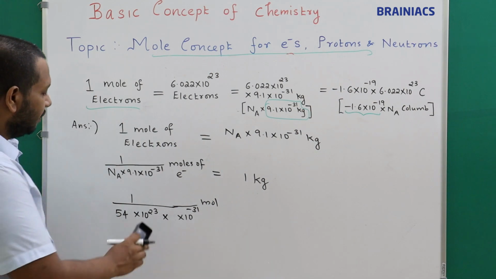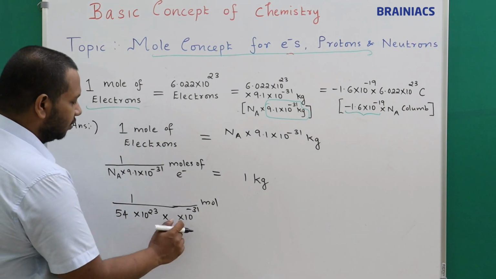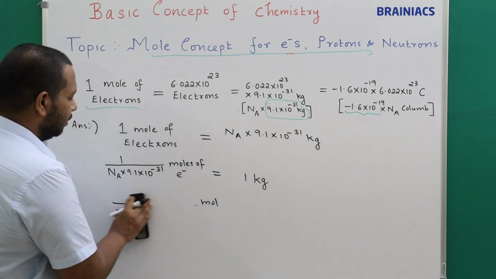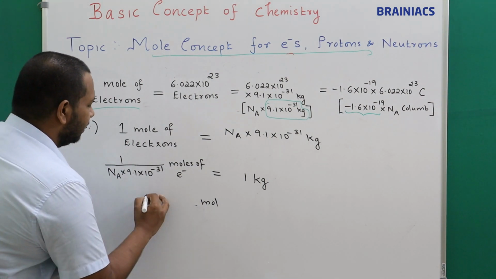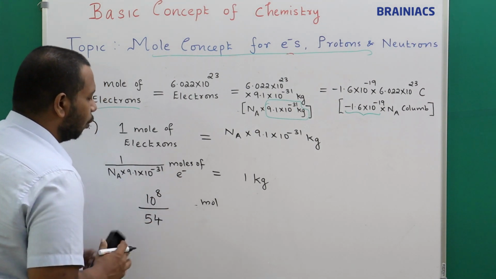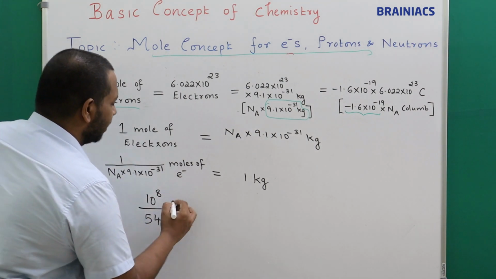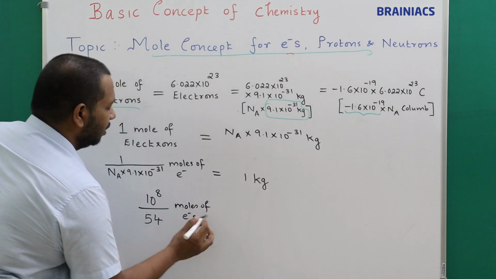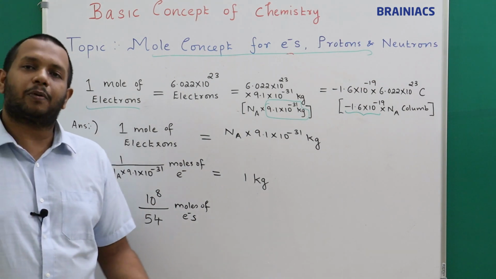And sometimes they will add these two. So when you are adding these two, it will become 10 power minus 8. And that 10 power minus 8 will go on the numerator and they will keep it like this, 10 power 8 by 54 mole of electrons. So again it is the same answer only, approximately.